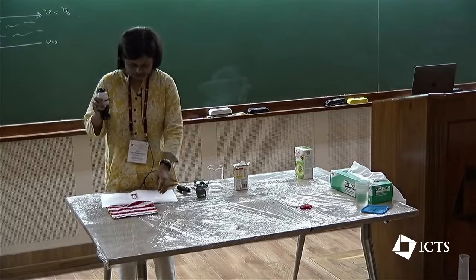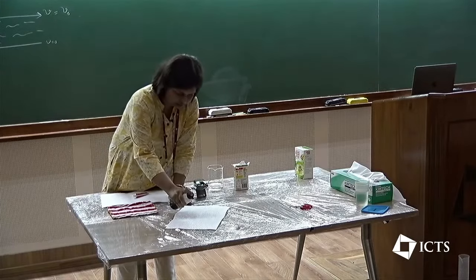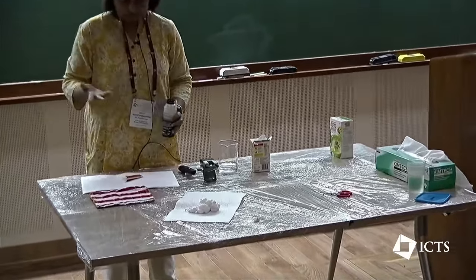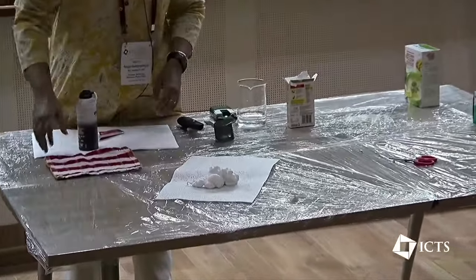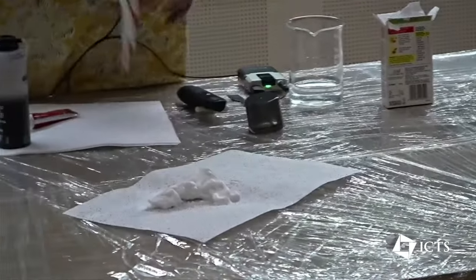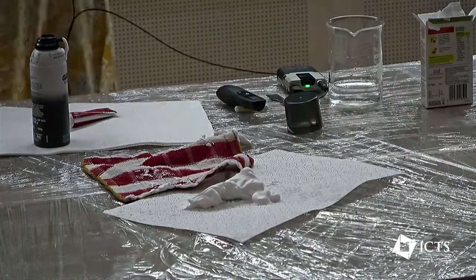So here, let me just do it on this. I'm just going to pour some. Solid or liquid? It's retaining its shape. But then you can actually get it to flow like this, right? You can't do that to the table, can you? So how did this foam flow?